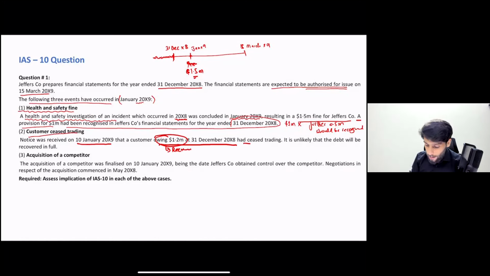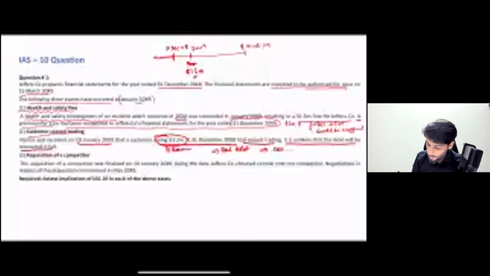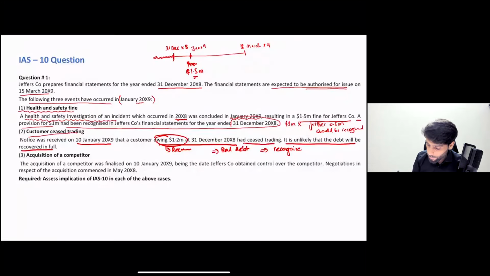A bad debt or a doubtful debt should be recognized within the current financial year. So it should be recognized within the current financial year.